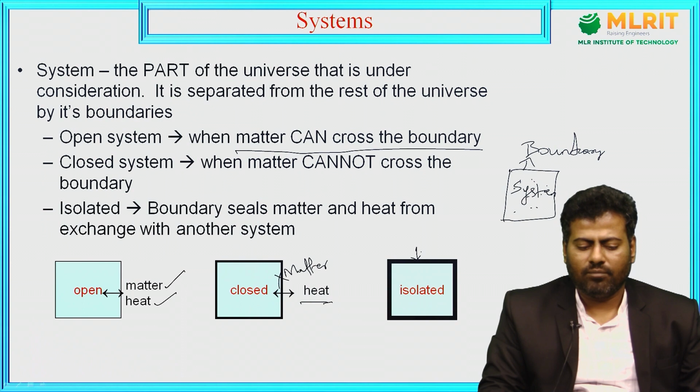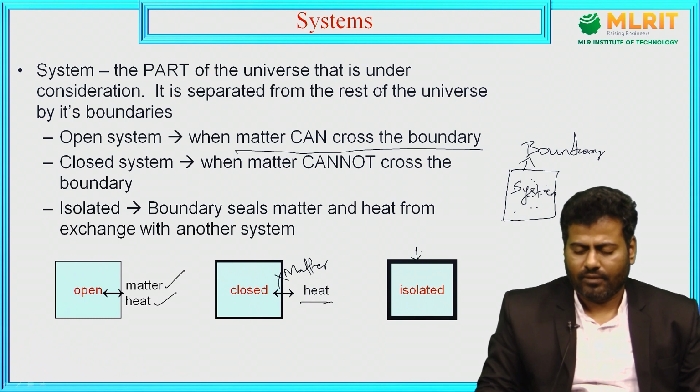Here the boundary seals, which means no matter can transfer and neither can heat. That is what we call an isolated system. It is isolated from the surroundings. Got it? These are the basics of thermodynamics. With that only we can consider the system.